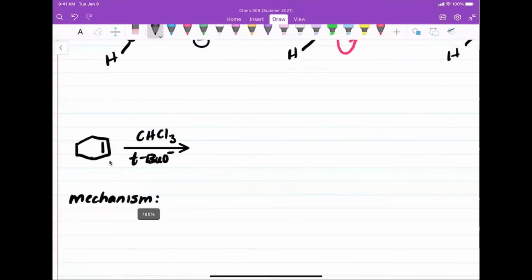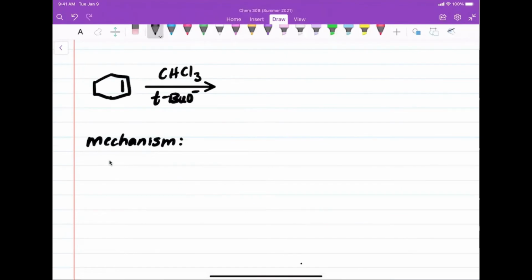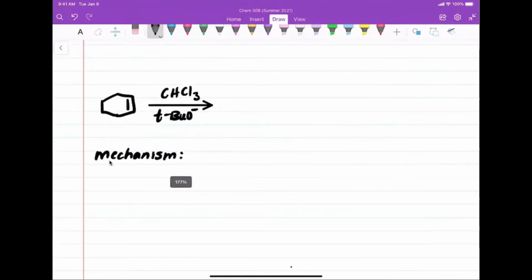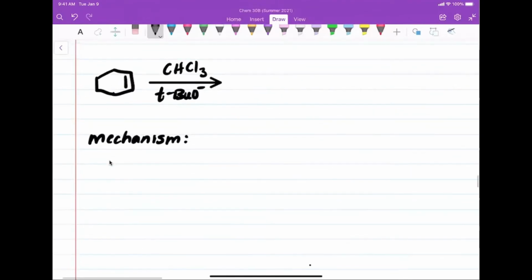There are other ways to make carbenes. This way is going to be a little bit different in that, well, the mechanism is different, but also the actual structure of the carbene is going to be different. Here, we're going to end up with 2 halogen atoms on it. So CHCl3 is chloroform.